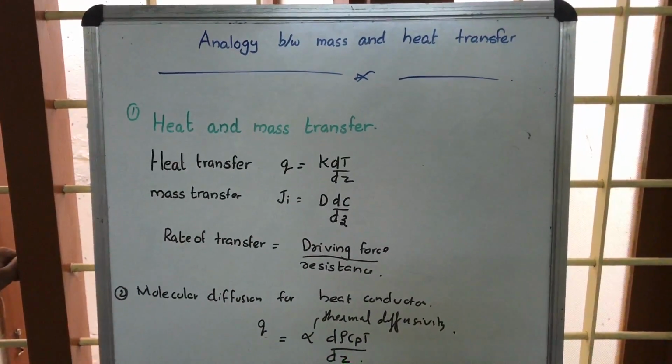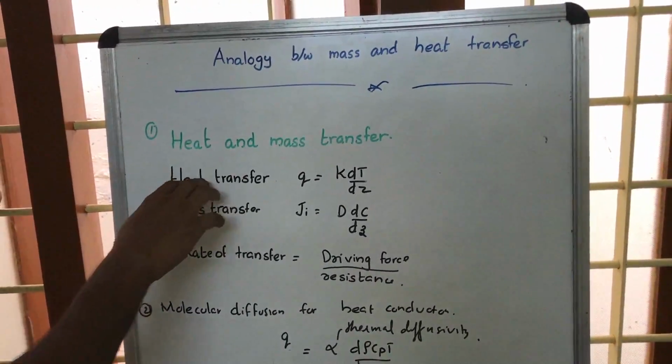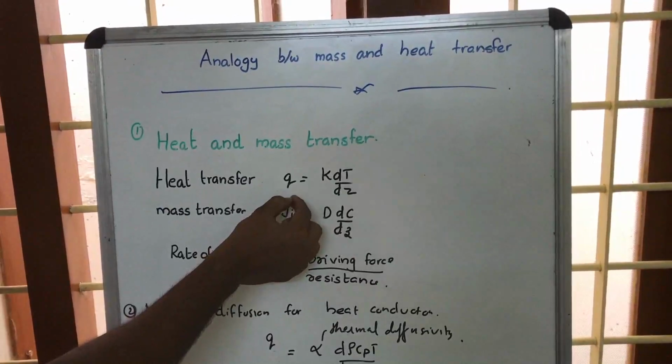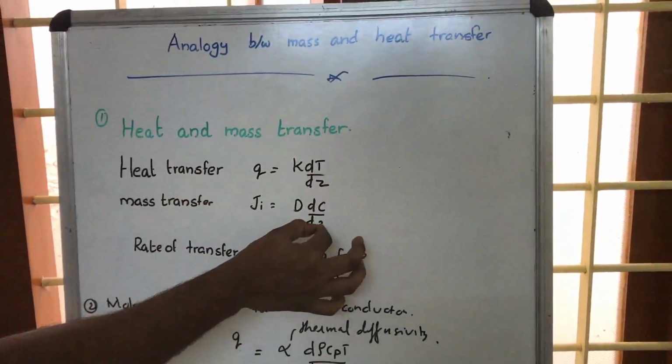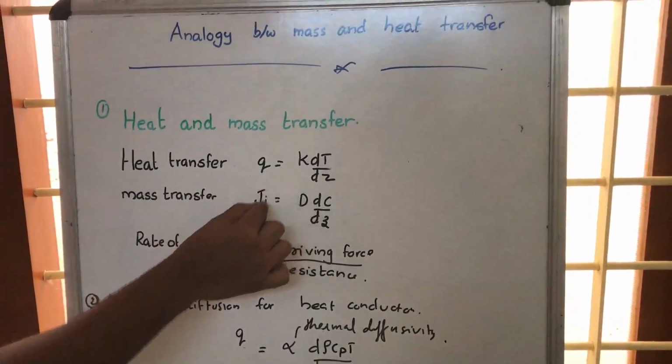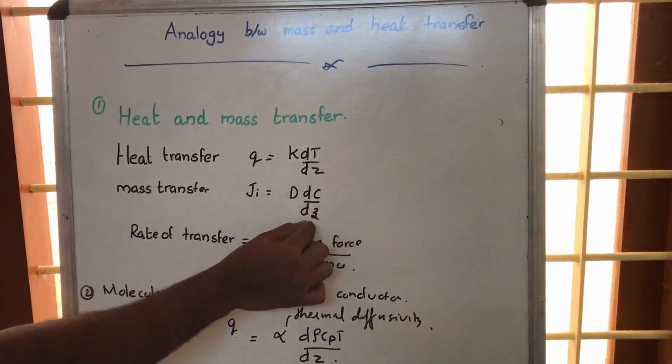Analogy between mass and heat transfer. Here, first we are considering two equations. In heat transfer, we know the heat passing through unit area per unit time is equal to k dT by dz. That is the heat transfer rate per unit area. Similarly, here the mass transfer rate per unit area is equal to D dC by dz.